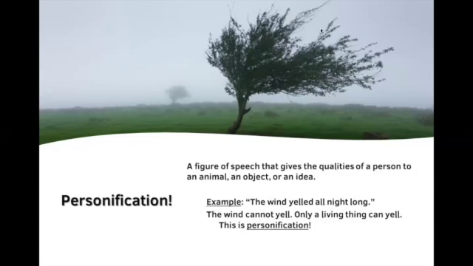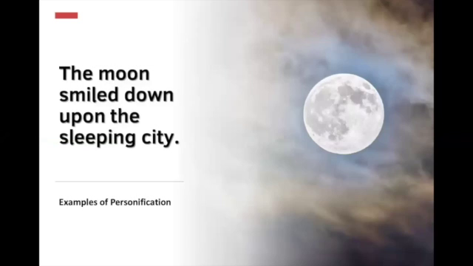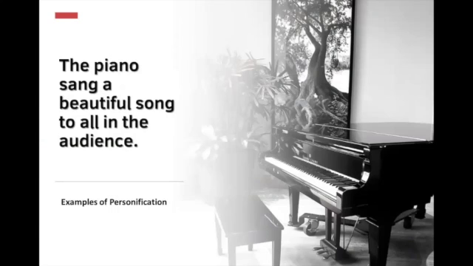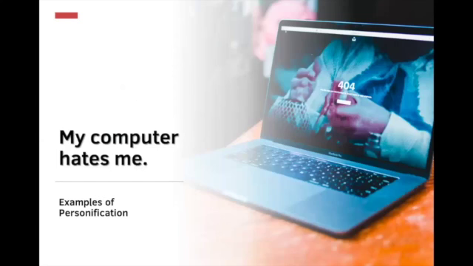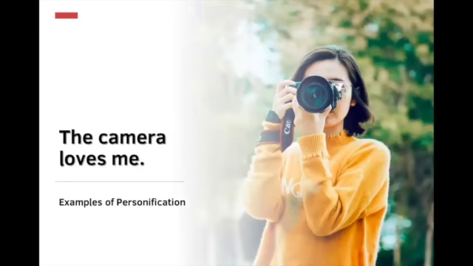Our example, the wind yelled all night long. The wind cannot yell. Only a living thing can yell. So this is personification. The moon smiled down upon the sleeping city. Again, a moon can't smile. The piano sang a beautiful song to all in the audience. Pianos don't sing, but they do make noise that can be shared when they are played. My computer hates me. A computer cannot actually hate you. It might feel like it sometimes, but it doesn't actually hate you. The camera loves me. Again, cameras can't love you, even if you take great pictures.